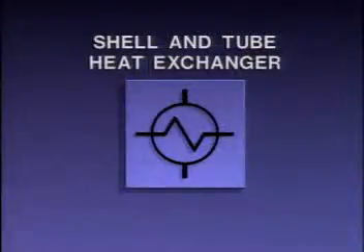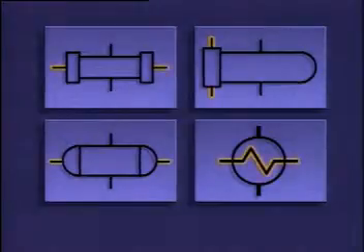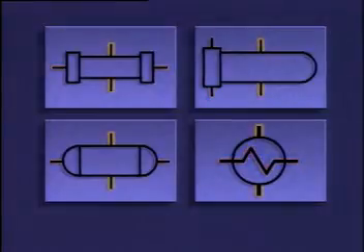You may see this symbol used to represent either type of heat exchanger. Each of these symbols has lines that represent the inlet and outlet for the two flow paths through the heat exchanger. One pair of lines represents flow through the tubes in the heat exchanger, and the other represents flow through the shell around the tubes.